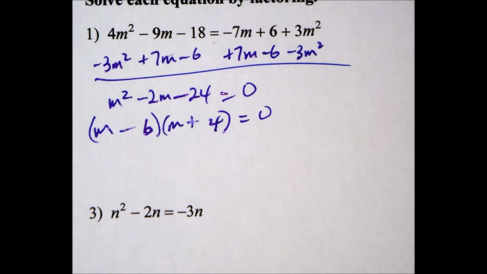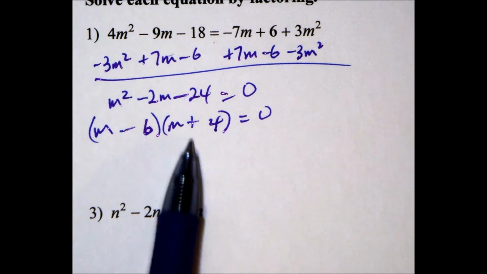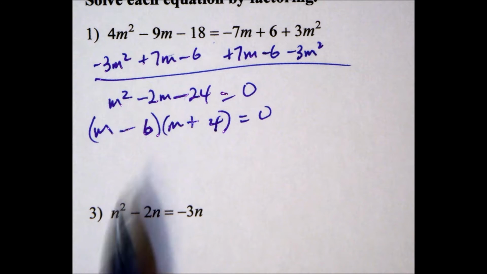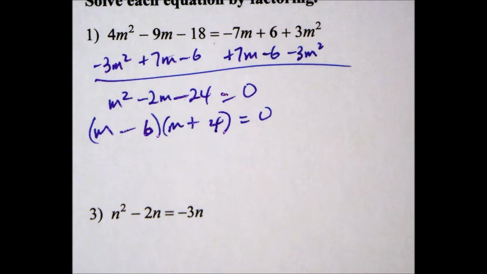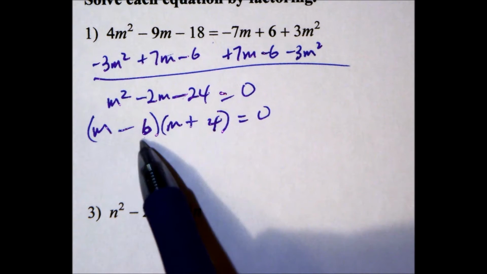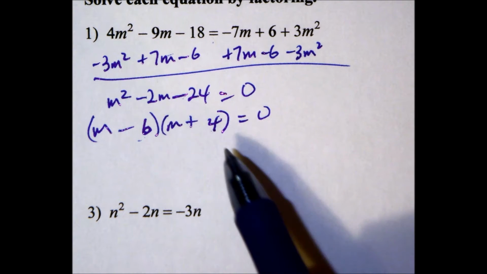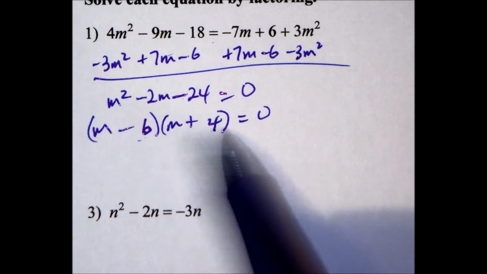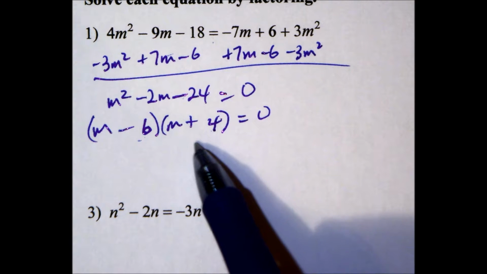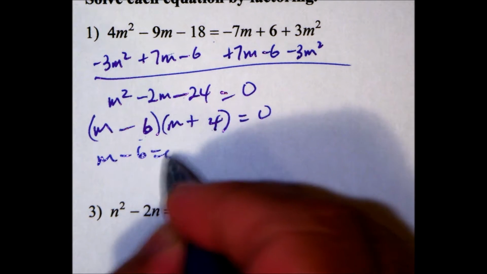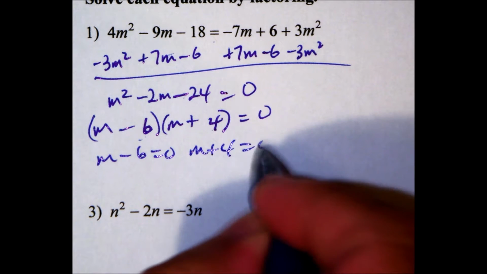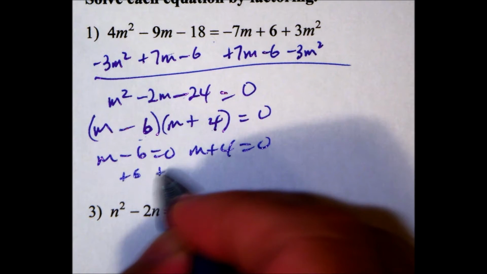So let's double check what just happened. Okay, m times m gives me the m squared. Negative 6 times 4 gives me negative 24. That's why we chose those numbers. There are other choices, but negative 6 plus 4 also gives us negative 2. That's why we chose these numbers, and that's why we chose those signs. Now we set each factor equal to 0 and solve them separately.